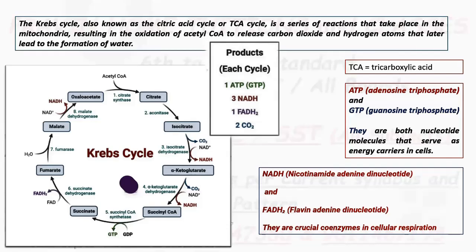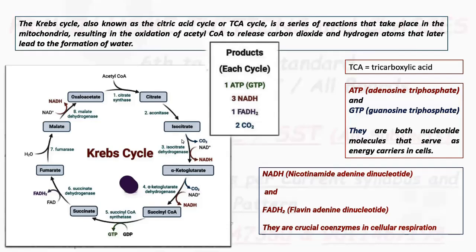Now, acetyl coenzyme A first reacts with oxaloacetate in presence of citrate synthase and forms citrate. Then citrate reacts with aconitase enzyme and forms isocitrate.